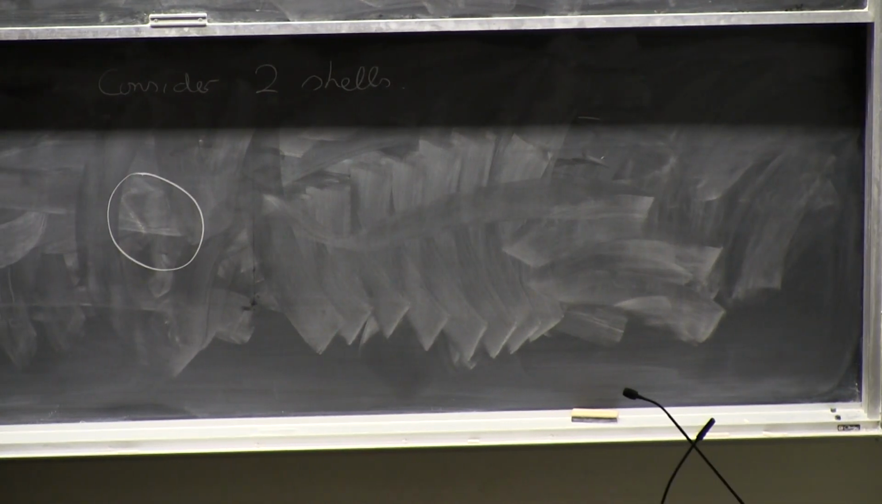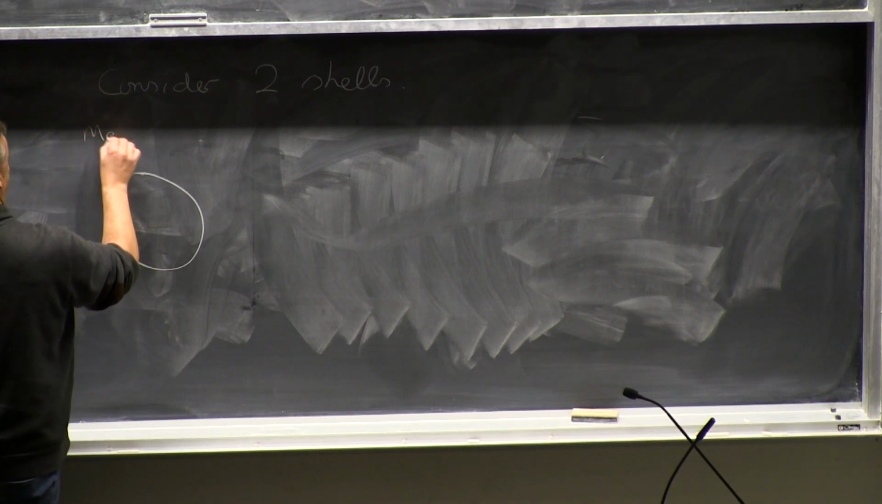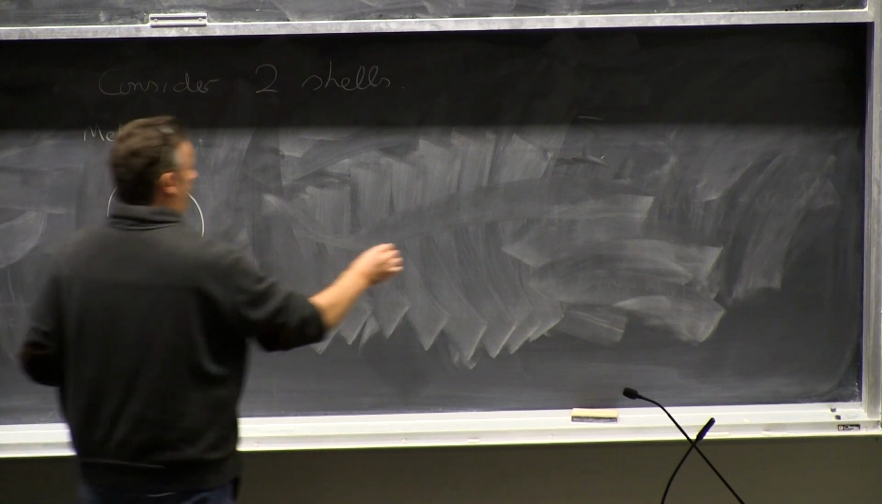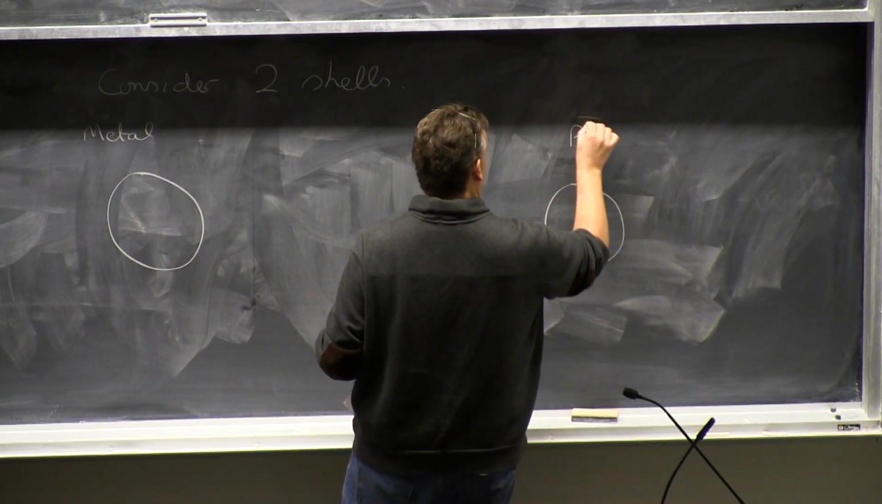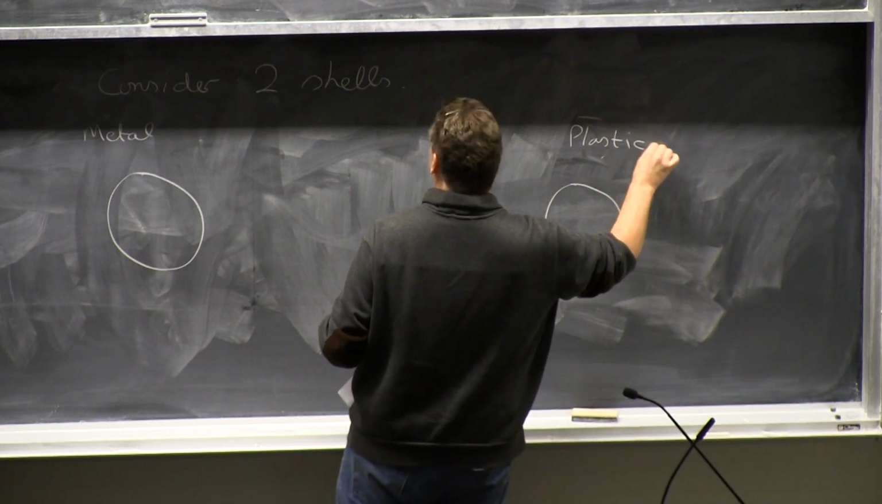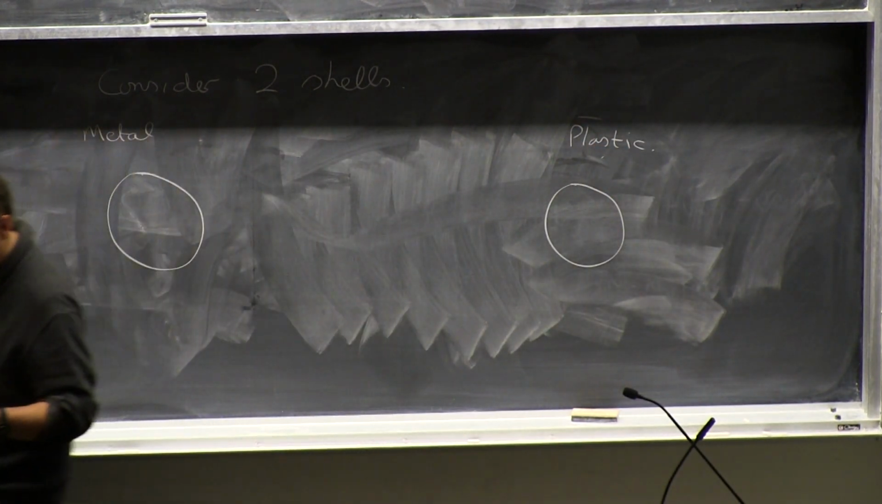So I'll draw it as a circle, but that's a section through a 3D shell. And this one's made of metal. And over here we've got another identical size shell, which is plastic.